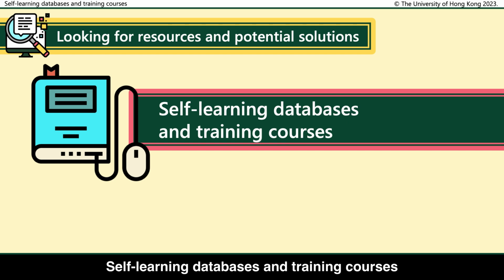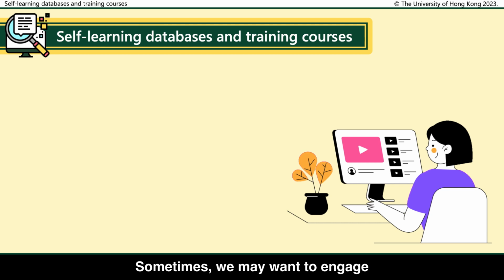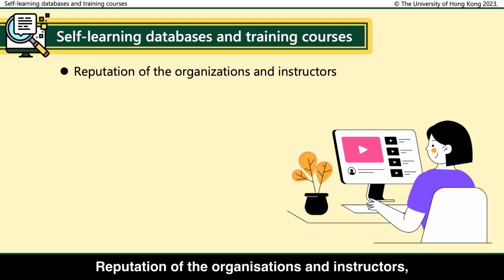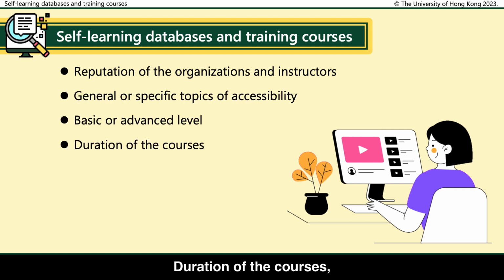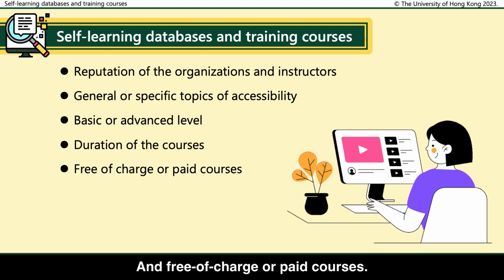Self-learning databases and training courses. Sometimes, we may want to engage in self-learning and attend training courses. When selecting databases and training courses, you may consider various factors. The following are several examples: reputation of the organizations and instructors, general or specific accessibility topics, basic or advanced level, duration of the courses, and free of charge or paid courses.